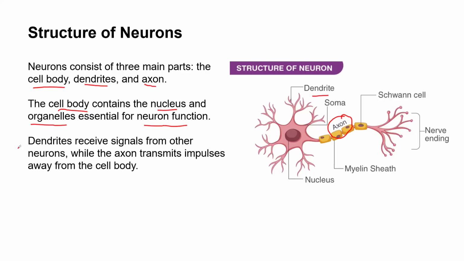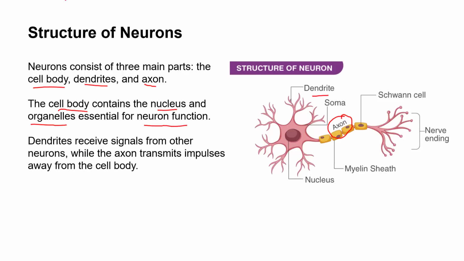The next part of the neuron is, of course, the dendrite. What the dendrite does is receive signals from other neurons. In the body or in the brain, there are billions of neurons, and each of the neurons communicates with other neurons. Therefore, the dendrite of every neuron receives signals. That is, they receive messages from the nearby cells.